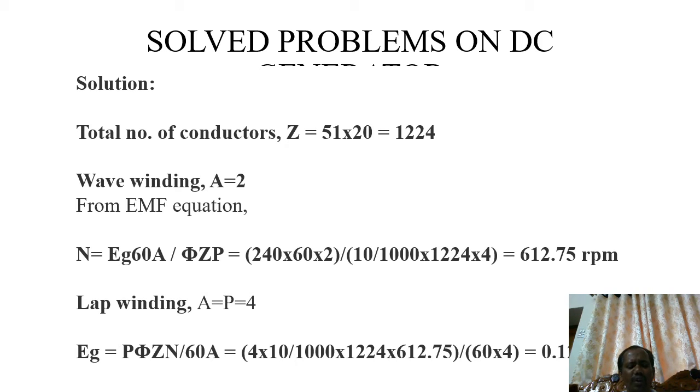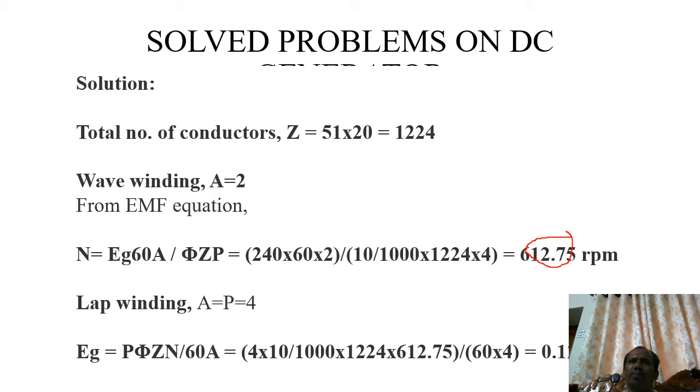Substitute E_G value as 240 volts, 60, A for the wave winding is 2, divided by the flux 10 into 10 to the power minus 3 webers, Z is the number of conductors, P is 4. Speed is 612.75 rpm. This is the speed, 612.75 rpm.